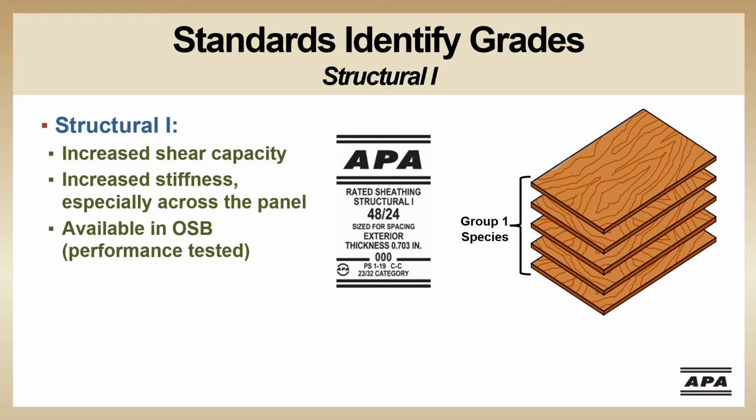So what is a Structural 1 panel? Structural 1 panels have increased shear and stiffness capacities, especially across the width of the panels. Structural 1 plywood is composed of all Group 1 species of wood. Structural 1 is available in both plywood and OSB.